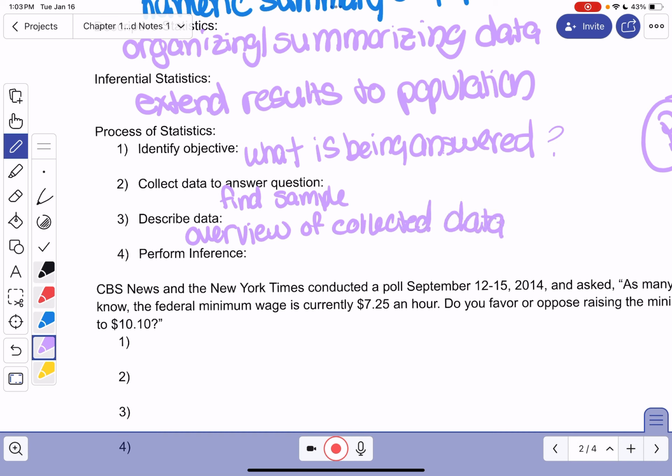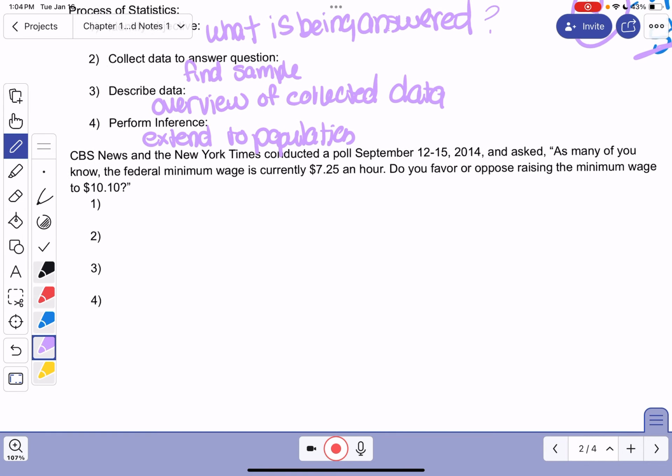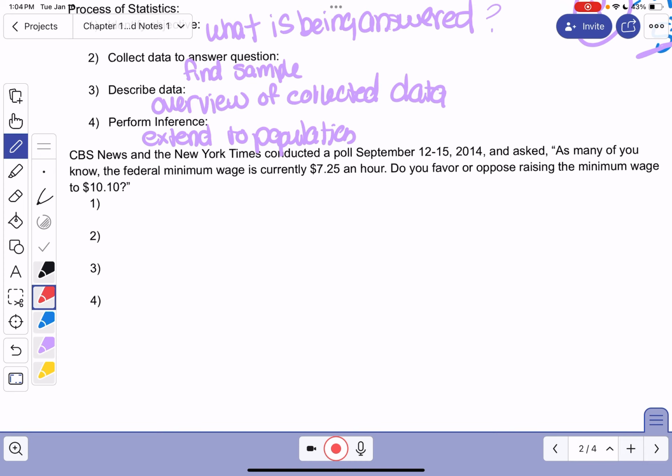Then you take that and you extend to the population and you make your inferences. So extend to the population. Now, again, we'll get into those as the semester goes on, but this is just the general statements. So if we look at this sample here, we'll break it down.